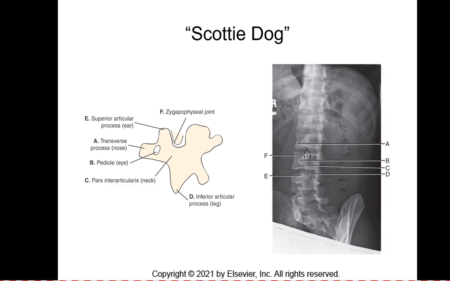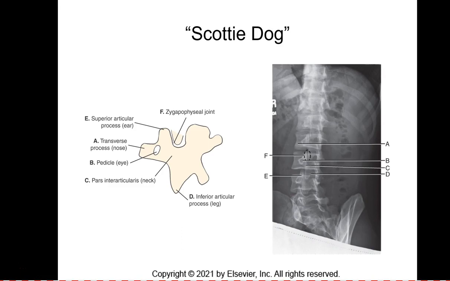A good 45-degree oblique projects the various structures of the vertebrae in such a way that this Scotty dog, or Scottish Terrier, seems to appear within the vertebral column. So notice, let's just review, the neck of the Scotty dog is one pars interarticularis. Remember, that's part of the lamina on a lumbar vertebra. The ear of the Scotty dog is one superior articular process.